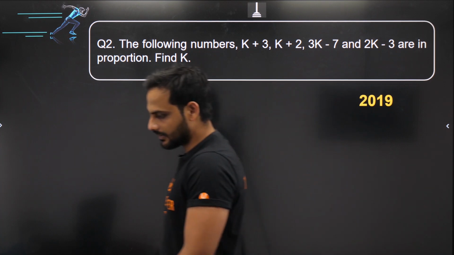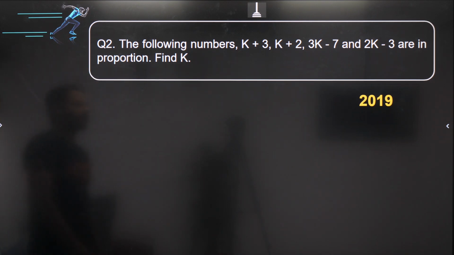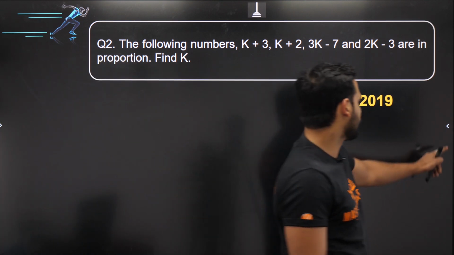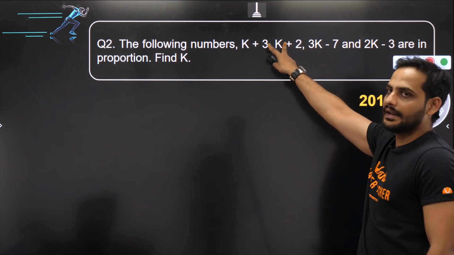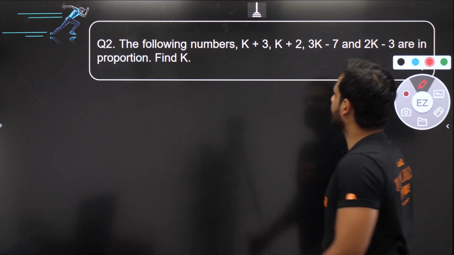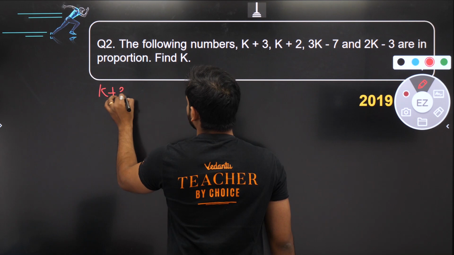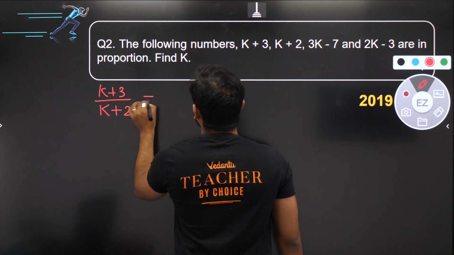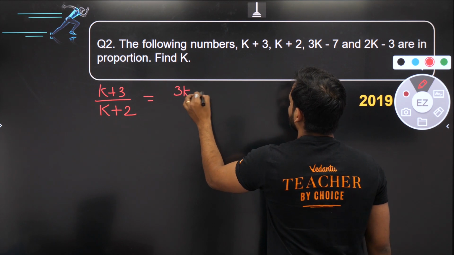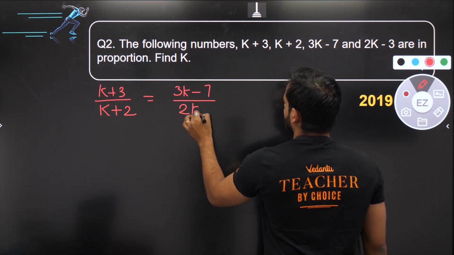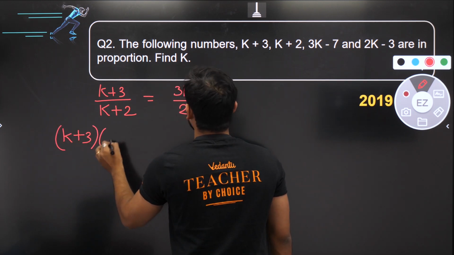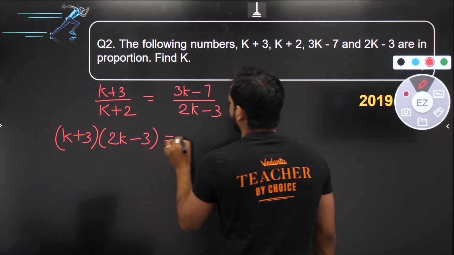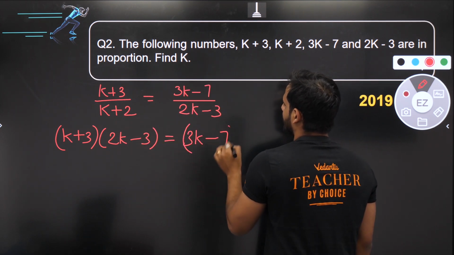The following numbers k plus 3, k plus 2, 3k minus 7 and 2k minus 3 are in proportion. Find k. If they are in proportion, it means that the ratio of the first two is equal to the ratio of the last two. So k plus 3 divided by k plus 2 is equal to 3k minus 7 divided by 2k minus 3. Now I can do the cross multiplication. So I'll be getting k plus 3 into 2k minus 3 is equal to 3k minus 7 into k plus 2.